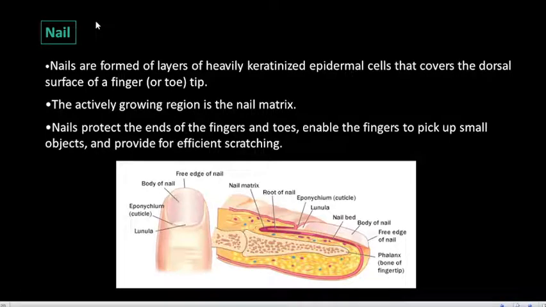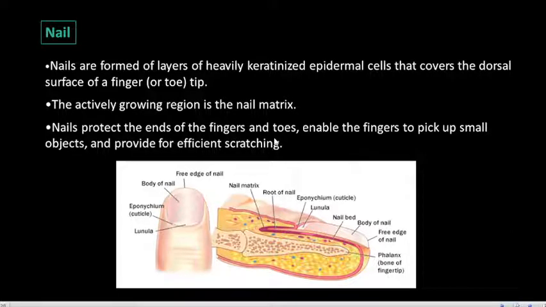Another one is the nail. So the nails are formed of layers of heavily keratinized epidermal cells that covers the dorsal surface of the finger or toe. No, you will find your nails sa tip ng ating mga fingers and toes. The actively growing region of your nail is what you call the nail matrix. This one. Okay, yung pinakadulo sa loob. Nail protects the ends of the fingers and toes. It enables us or the fingertips to pick up small objects and also to provide efficient scratching.